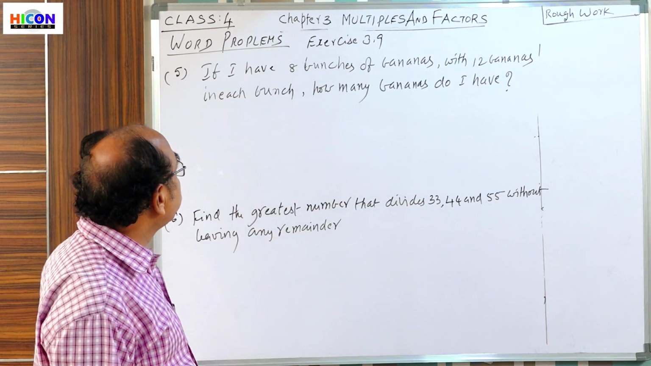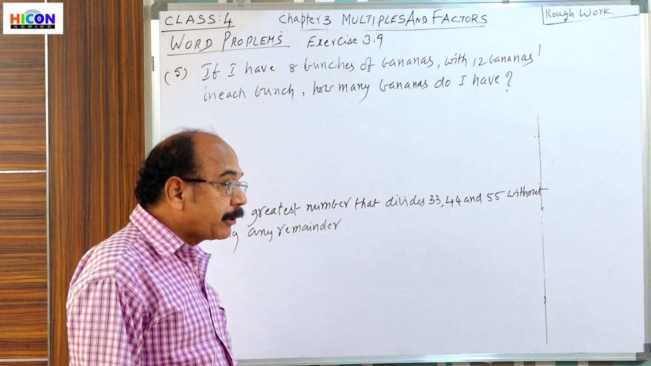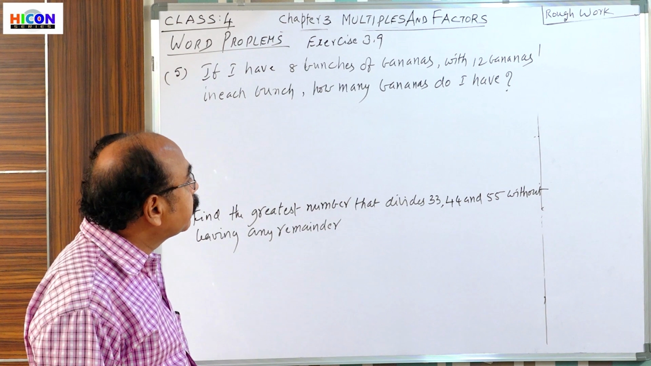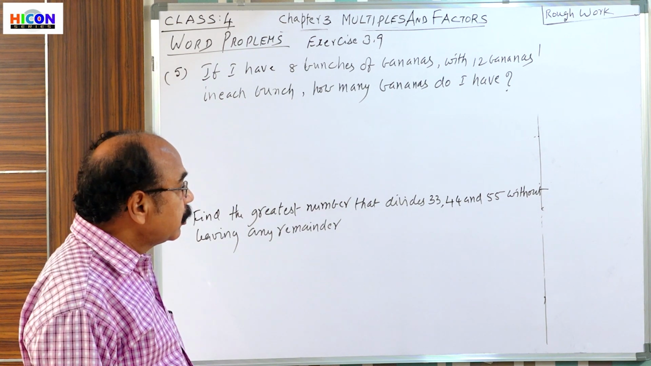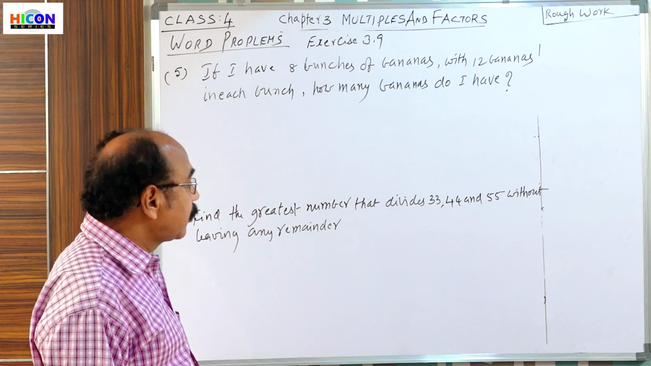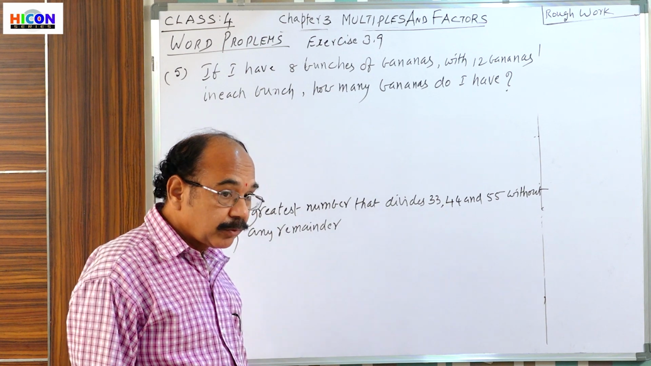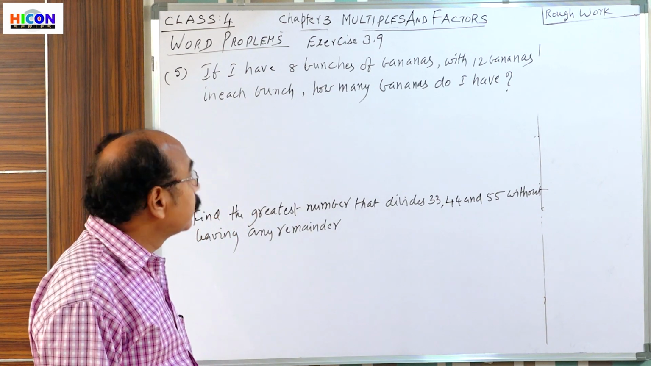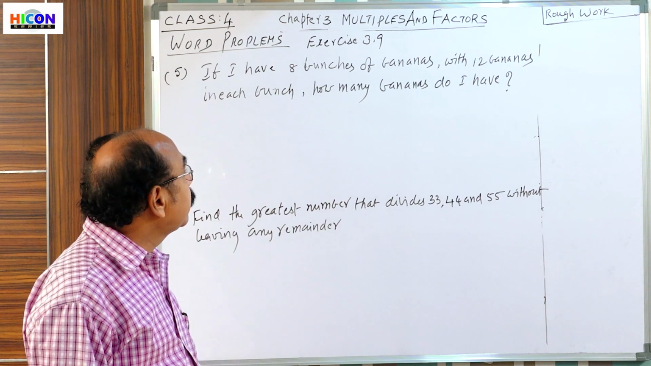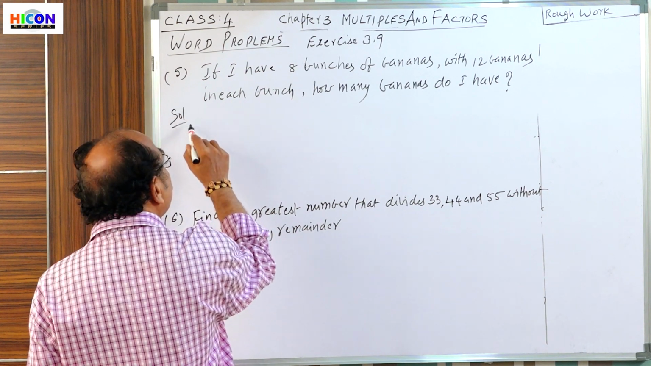Okay, children. See, children, in exercise 3.9, the fifth problem you studied: If I have 8 bunches of bananas with 12 bananas in each bunch, how many bananas do I have? That is the problem. In this, how many bunches of bananas are there? There are 8 bunches of bananas. So here we write steps now.